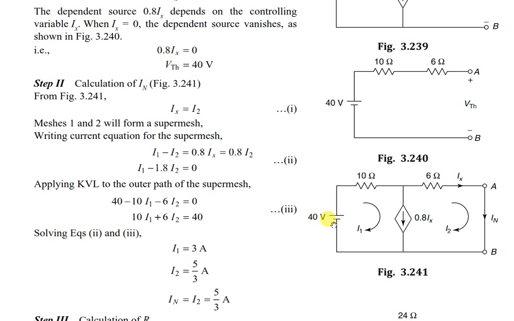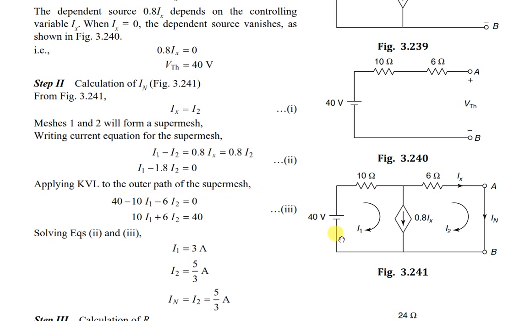Okay, you can write minus 40. Then always current flows from plus to minus here. This is plus, this is minus. Plus minus, plus minus, because I2 is also flowing. Always current flows from plus to minus. So while writing KVL, you can consider minus 40 plus 10 I1 plus 6 I2 is equal to 0, and you bring all the things to the right side, you will get minus 10 I1 minus 6 I2 equal to minus 40.